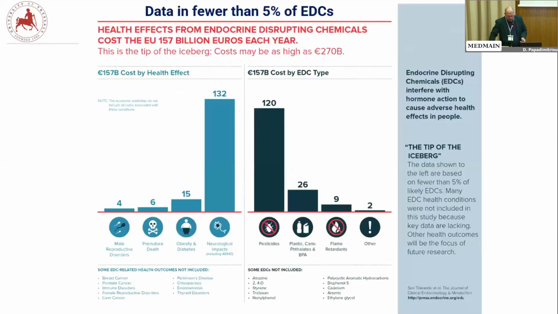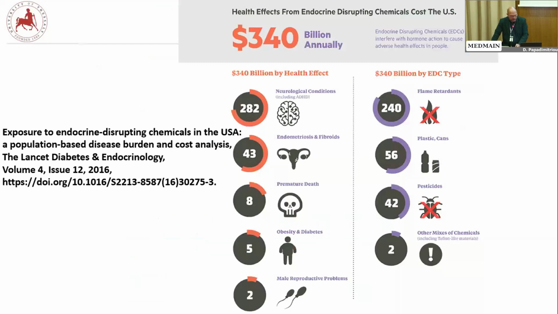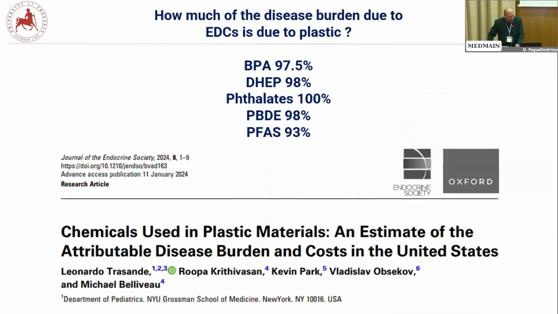And I'm closing my presentation by showing that we have data in fewer than 5% of EDCs, only for them. And that's why we say this is the tip of the iceberg. Maybe the cost by health effect in the EU is around 160 billion euros. And this is almost double in the US, because the US is always a little bit behind in its policies. They need to prove that something does something to forbid it or to prevent it, whereas Europe acts a little bit faster. If there are indices that something is going wrong, then we move more quickly.